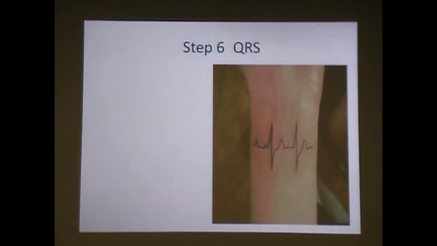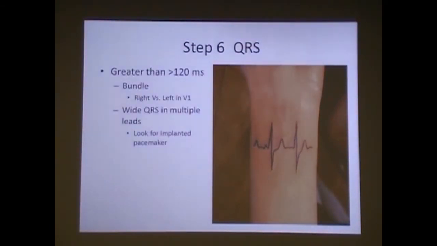It's coming up sometime. So QRS complex. Is the width greater than 120 milliseconds in V1? Then determine right or left. Is your arm down, is your arm up? Boom. So is it left or right? If you have it in all your leads, palpate the chest. See if they've got an implantable pacemaker.